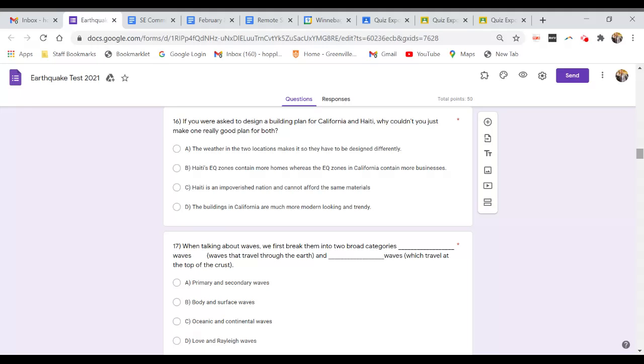Question 16. If you were asked to design a building plan for California and Haiti, why couldn't you just make one really good plan for both? The weather in the two locations makes it so they have to be designed differently. Haiti's earthquake zones contain more homes, whereas the earthquake zones in California contain more businesses. Haiti is an impoverished nation and cannot afford the same materials. Or the buildings in California are much more modern looking and trendy.